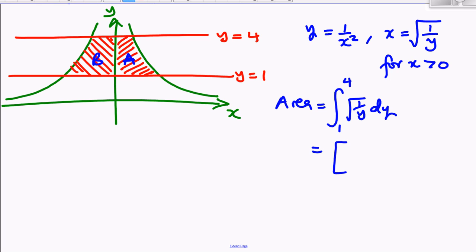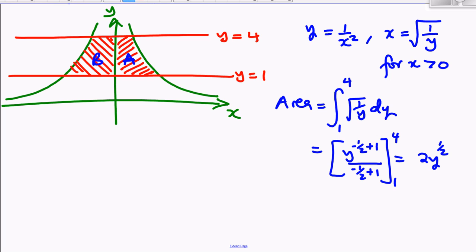That will give me y to the power negative a half plus 1 over negative a half plus 1, and the limits are 4 and 1. This will be 2y to the power a half, and the limits are from 1 to 4.